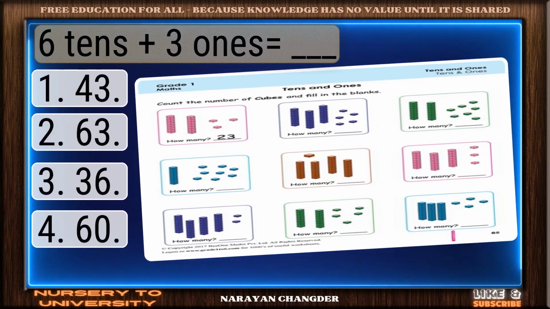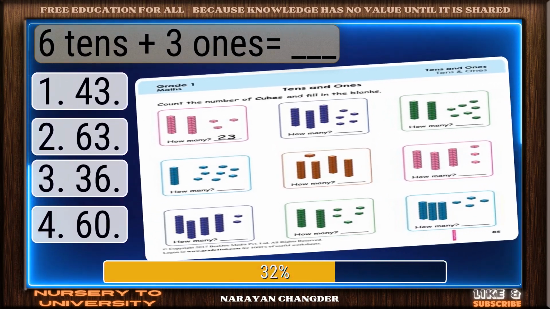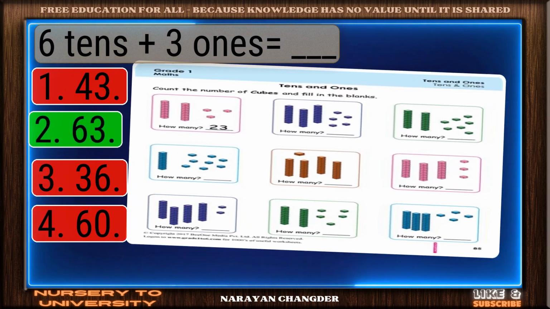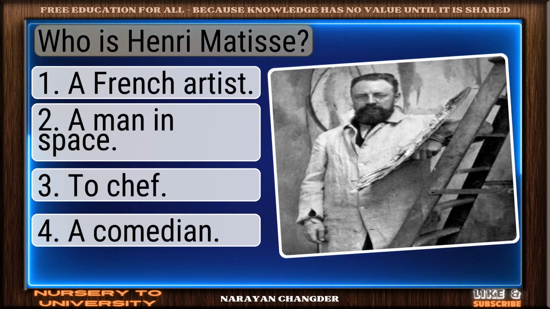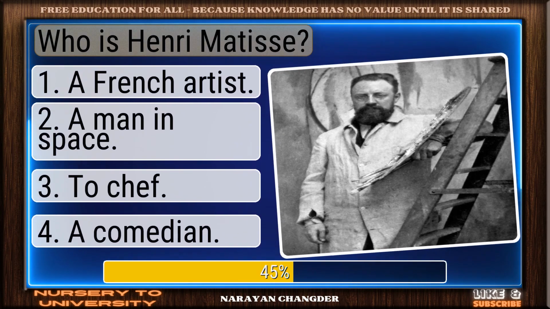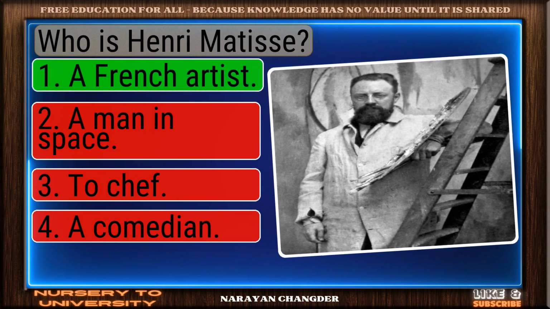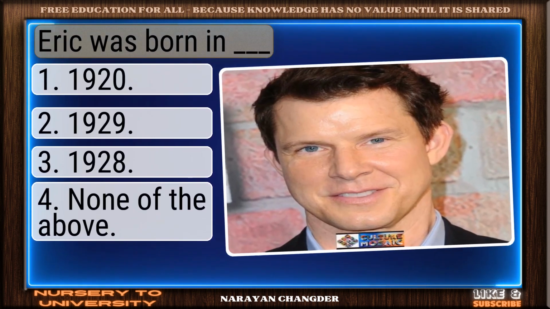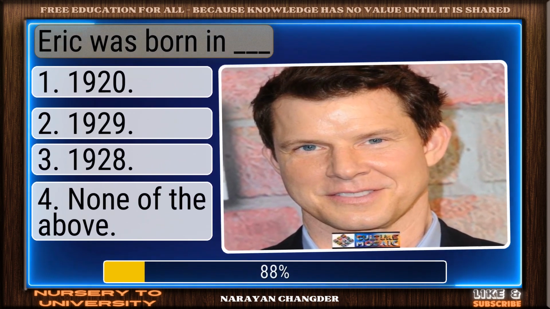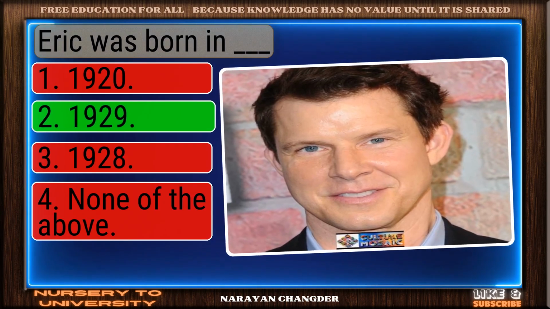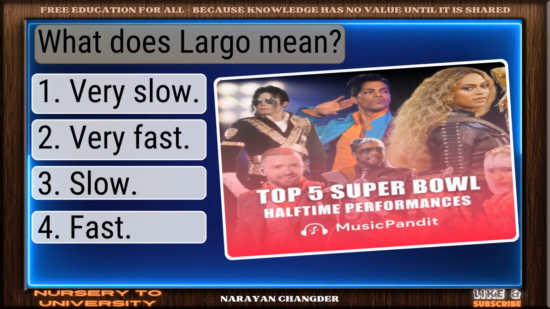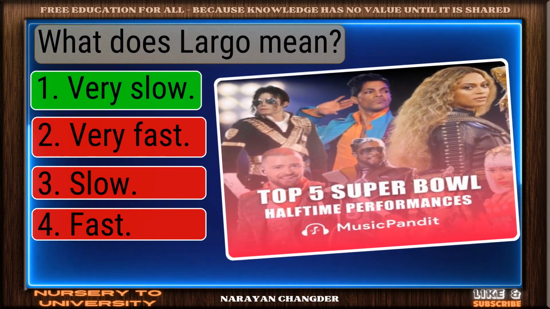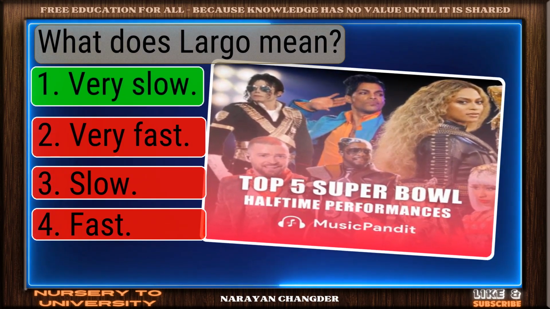6 tens plus 3 ones equal to dash. Exactly. 63 makes sense and it is right choice. Who is Henri Matisse? Right again. A French artist is a valid answer. Eric was born in dash. You're right. 1929 is the correct answer. What does Lago mean? Right choice. Very slow is the best answer.